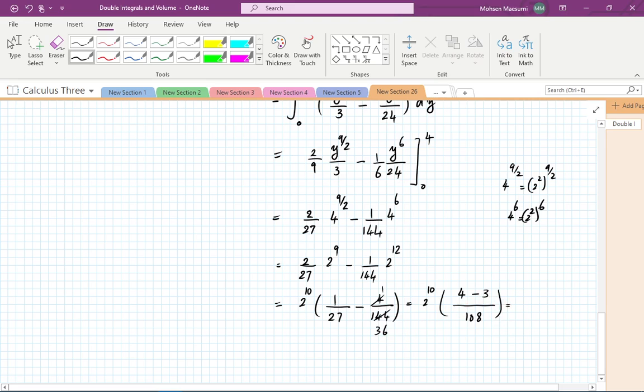Okay, so just take a common denominator, simplify. So I have 2 to the power of 10 over 108. I can simplify both of these by a factor of 4, so it becomes 2 to the power of 8 over 27. So that's my final answer, as clean as we can make it, or 256 over 27.